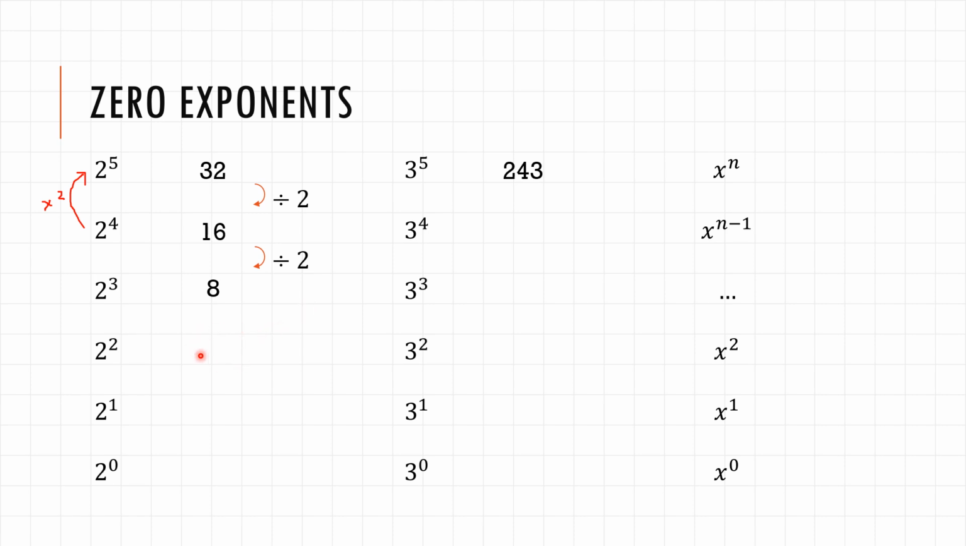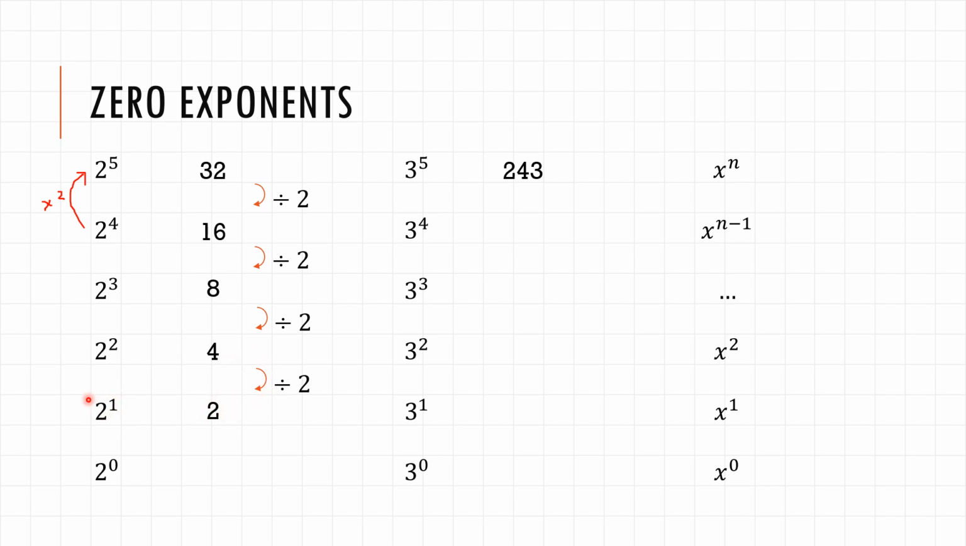What would the next number here be? The way we could find out this number, of course, there are 2 ways. You could always do 2 to the power of 2, which is just 2 multiplied by itself 2 times. That's 4. Or we could just continue this pattern. 8 divided by 2 is 4. Then 2 to the power of 1. What does that mean? This is just 2, right? And we could get that by dividing by 2.